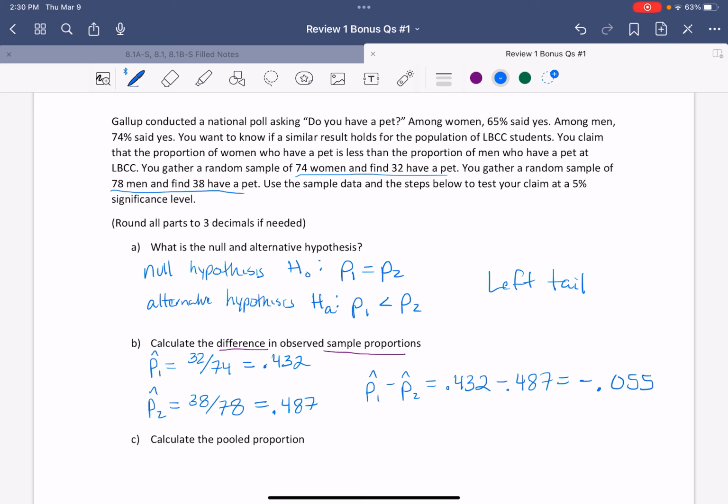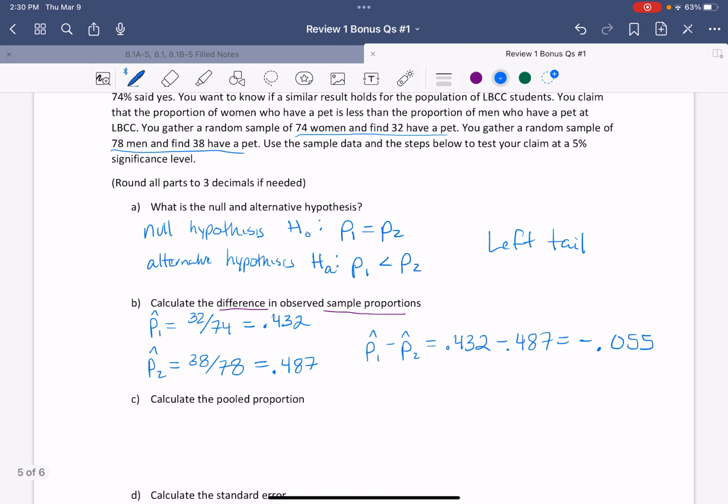Does it matter what is P1 and what's P2? If it doesn't explicitly tell you which one should be which, typically just the order it appears is the order we want to keep it in. Since we were talking about the women first, let the women be P1. And the men came second, so let the men be P2.